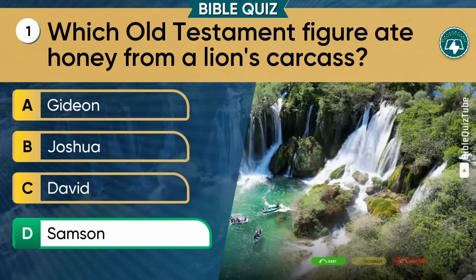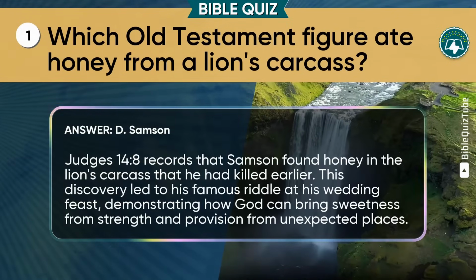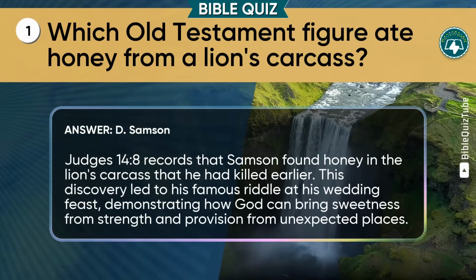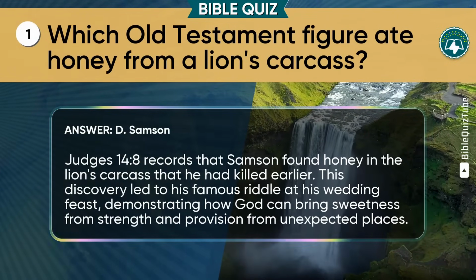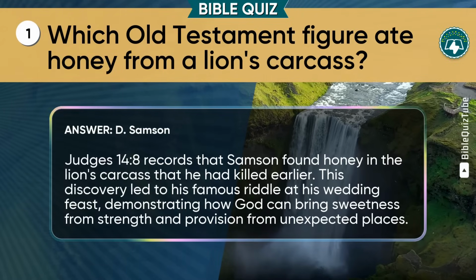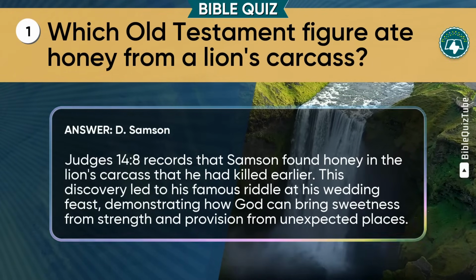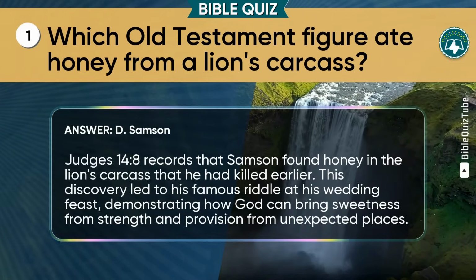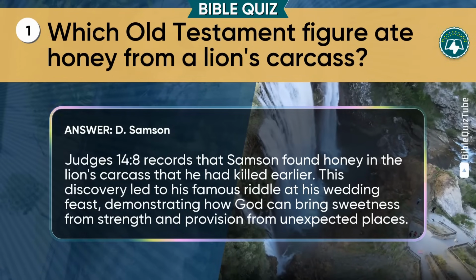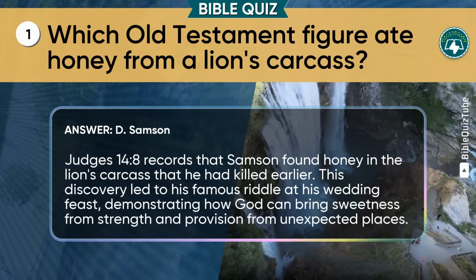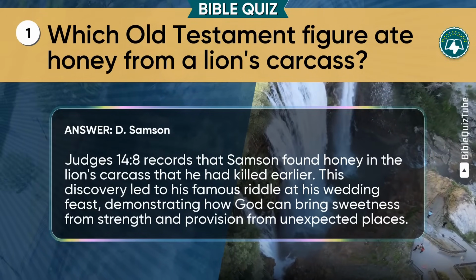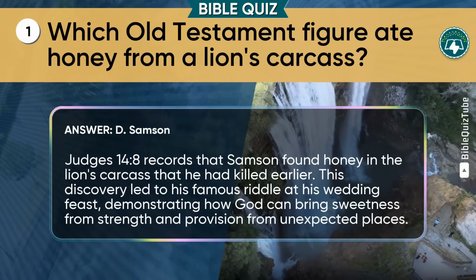Samson. The explanation. Judges chapter 14 verse 8 records that Samson found honey in the lion's carcass that he had killed earlier. This discovery led to his famous riddle at his wedding feast, demonstrating how God can bring sweetness from strength and provision from unexpected places.